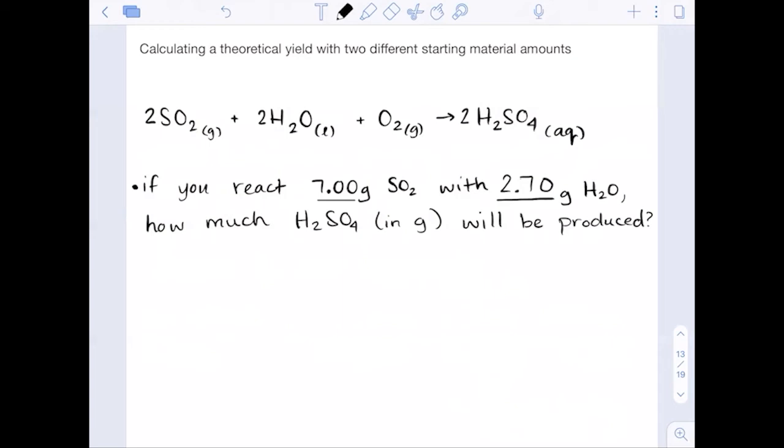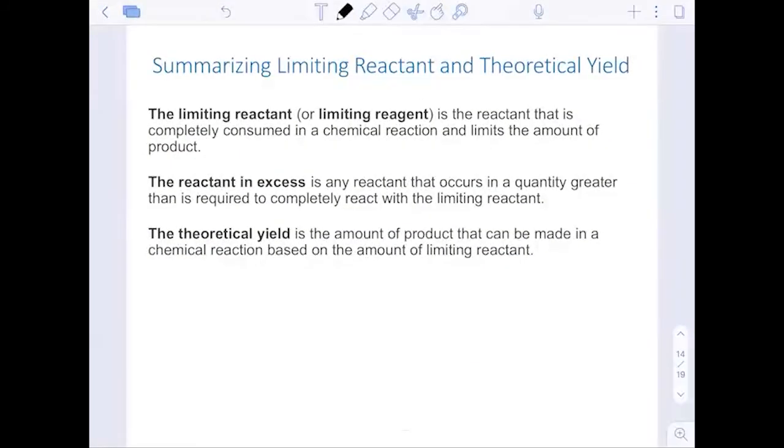Well, in the lab, you tend to measure 2 things. So what we have to be able to say is, of these reactants, there will be one that is limiting, and there will be one that is in excess. The limiting reactant, also called the limiting reagent, is the reactant that is completely consumed in a chemical reaction, and it limits the amount of product. The reactant in excess is the reactant that's going to have a greater quantity. Now, I can't just look at 7 grams and 2.7 grams and say that sulfur dioxide is in excess. But what I can do is start to think about looking at the mole ratios.